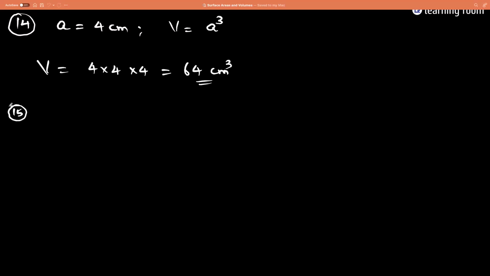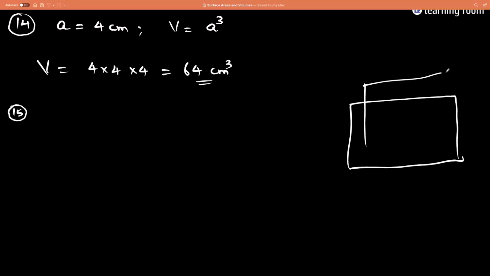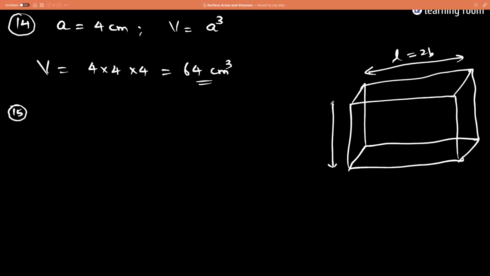15th. The length of a cold storage is double its breadth. So there is a cold storage. L is 2 times the breadth. And its height is 3 meters. So L is equal to 2B, breadth is B only, height is given as 3 meters. Right. The area of its 4 walls, including the doors, is 108 centimeters square.